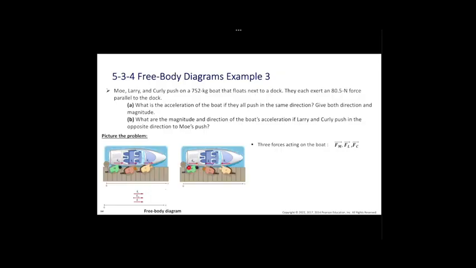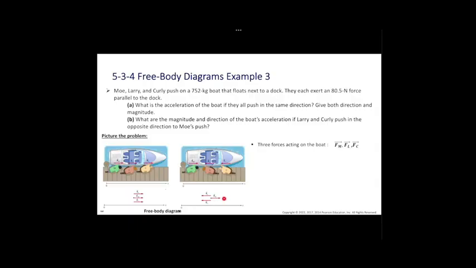Here FL and FC are in the negative x direction since they are pushing in the opposite direction. Now if we draw the free body diagram for this case, again we consider the boat as a point object and draw these three vectors. Fm is in the positive x direction, and Fl and Fc are in the negative x direction. So again we can apply Newton's second law in the x direction to find the acceleration.